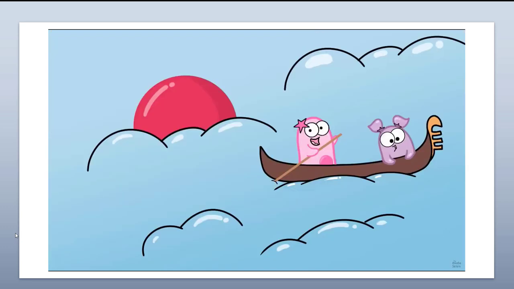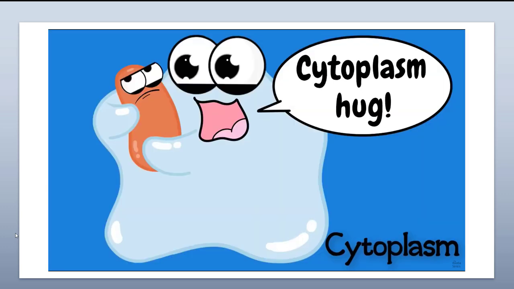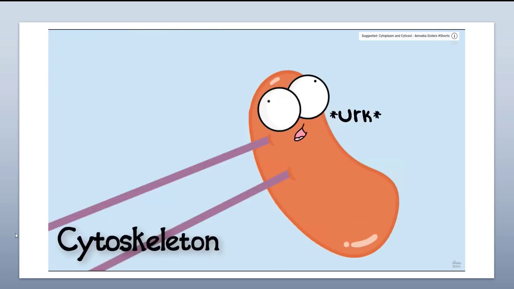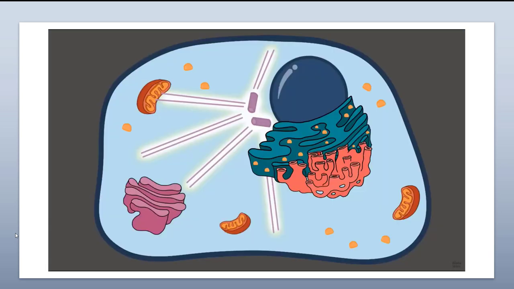Now inside the cell, we find ourselves in this jelly-like material called cytoplasm. It surrounds all these internal cell structures, and you'll find it inside both prokaryotes and eukaryotes. Now, organelles that are floating around in the cytoplasm can have more support than you might think. Cells contain a cytoskeleton, which is a collection of fibers that can provide support for the cell and its organelles. And the cytoskeleton can even play a major role in cell movement.